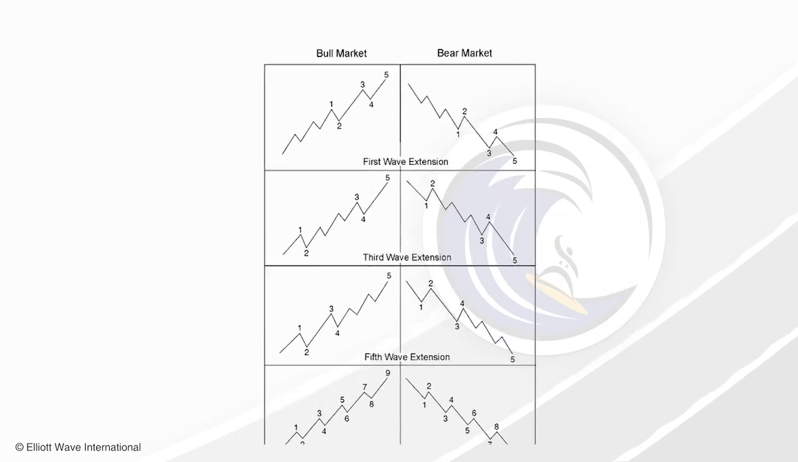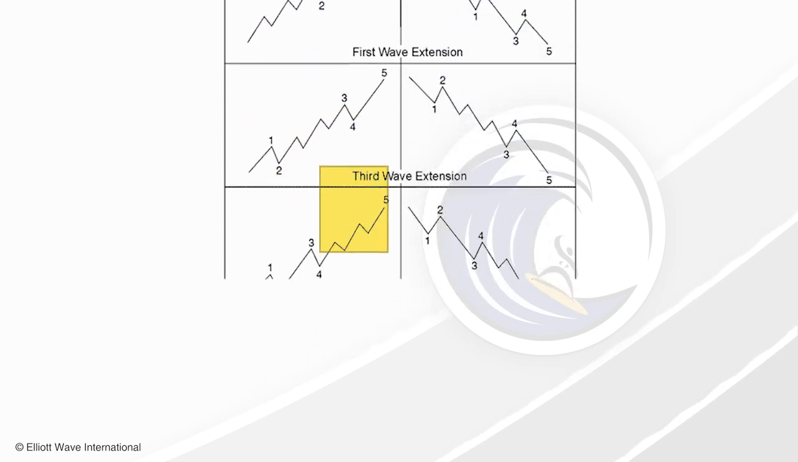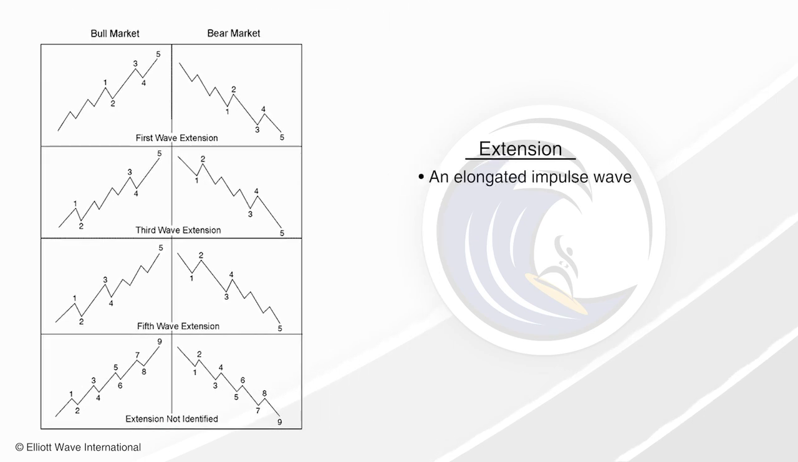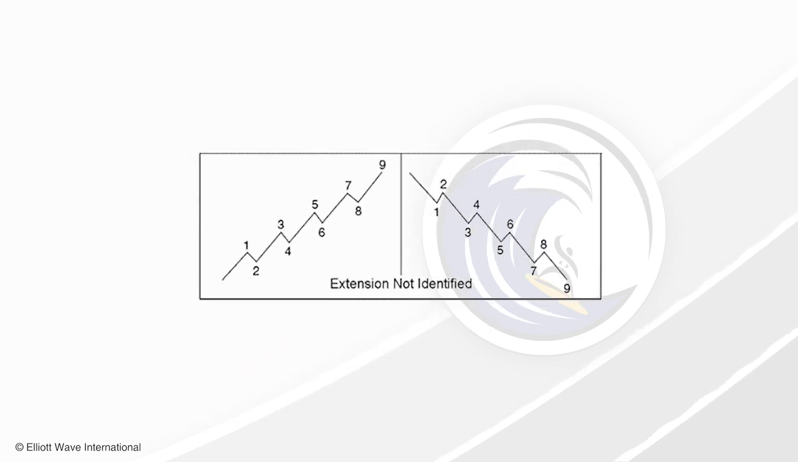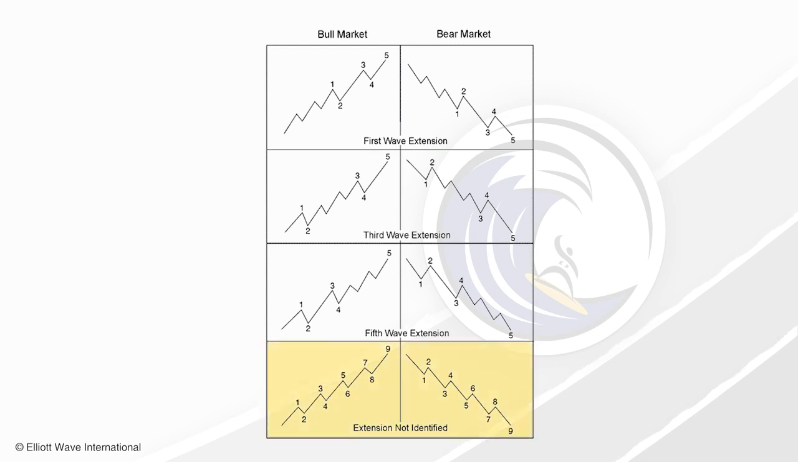Extensions may occur in either waves 1, 3, or 5. An extension is defined as an elongated impulse wave, where the subdivisions of the extension are often as large as waves of the next higher degree. Sometimes it's not clear whether the extension is in wave 1, 3, or 5, because the subdivisions of the impulse wave all appear equal. But in any case, there's still a total of 9 waves, as shown in the diagram at the bottom of this chart.